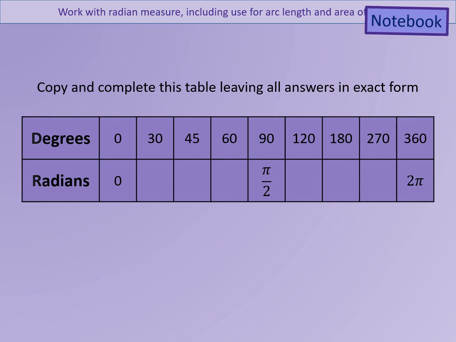So for example, we can see that 30 degrees is pi over 6. Similarly, we can see that 45 degrees will be pi over 4. 60 degrees is pi over 3. We can see that this is just double of 30 degrees. 120 degrees is 2 pi over 3. Again, this is just the double of 60 degrees. 180 degrees is pi radians. And 270 degrees, we could achieve this by getting 180 degrees plus 90 degrees, adding pi to pi over 2, we get 3 pi over 2 radians.